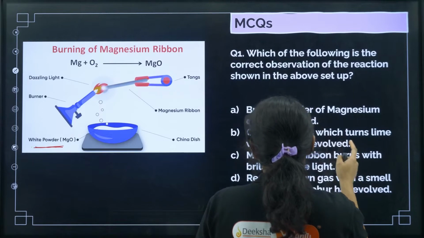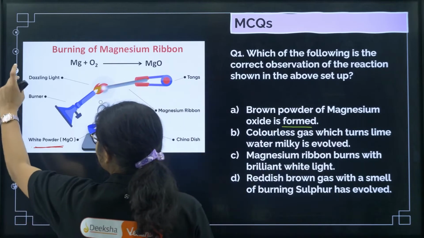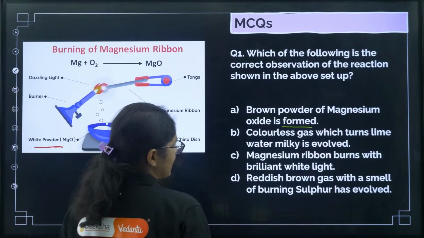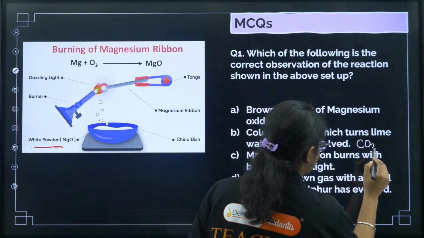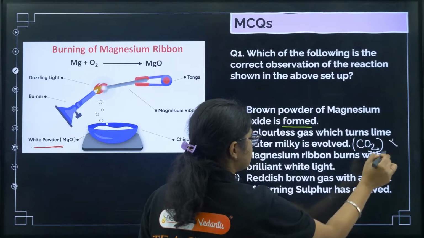Colorless gas which turns lime water milky is observed. Anything colorless that turns lime water milky is carbon dioxide, right? But we cannot find any evolution of gas here. So this statement is also wrong.